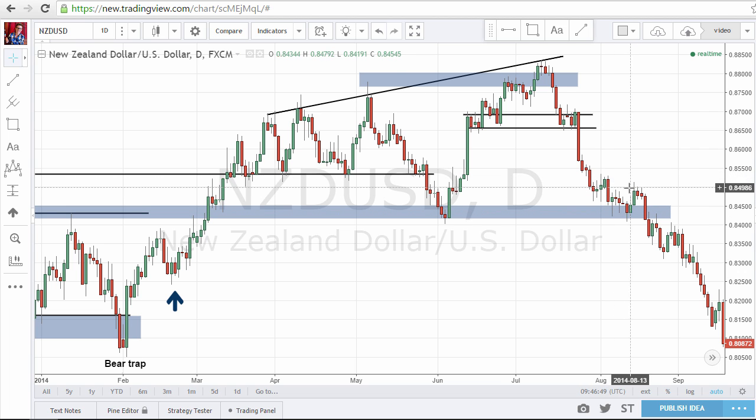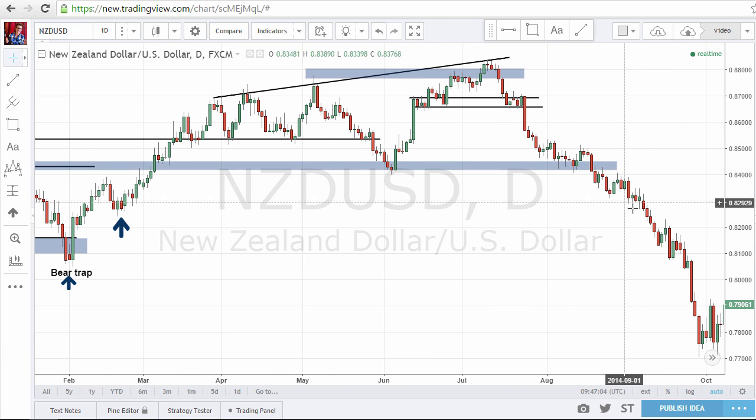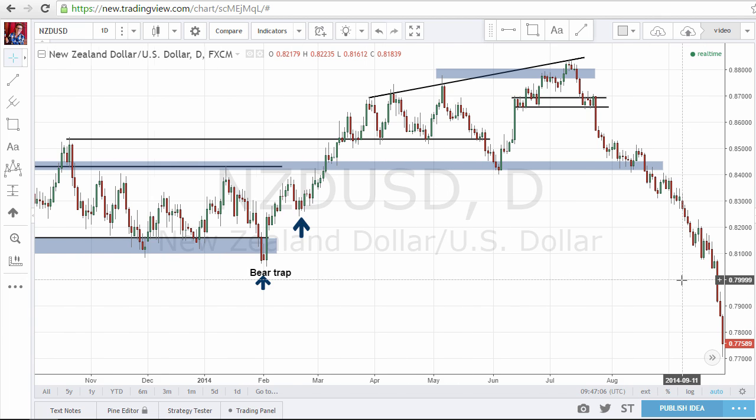We made a lower high, you can see here. And then once we broke it, we came back to retest it, which is exactly what happened here. We broke it, we came back to retest it, and then we rallied. And what happened here is just the opposite. We retested it, and then we sold off very strongly.